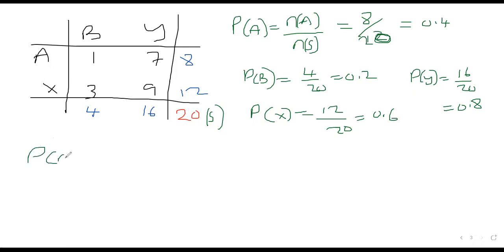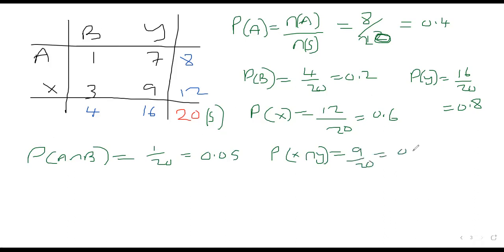Then, if we want to find the probability of A intersection B, you go where they meet, you draw a plus. A and B, where are they meeting? At 1 over 20, which is 0.05. How about the probability of X intersection Y? Where do they meet? You draw a plus there. Where are they meeting? 9 over 20, which is 0.45.